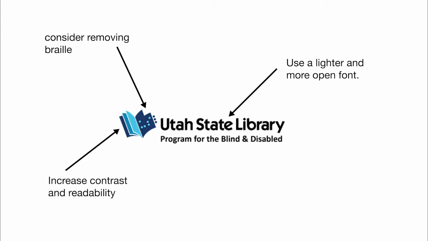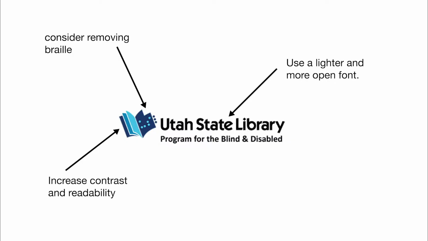There's also some braille dots that are representing the letters USL, which stands for the Utah State Library, the name of the organization, and only some of the braille dots are actually on the book. So U and S are on the book, but then L is outside of the book.